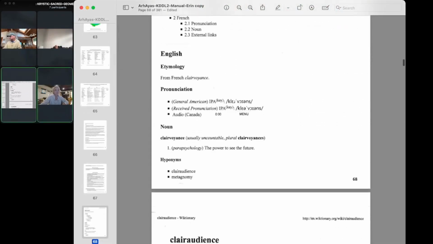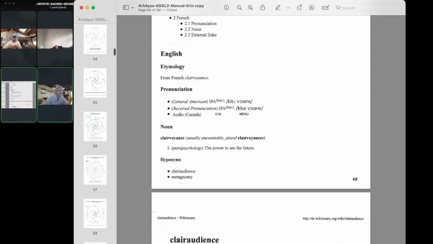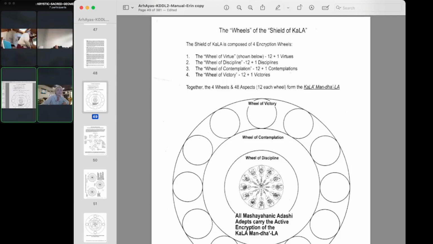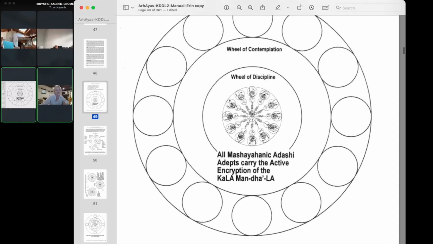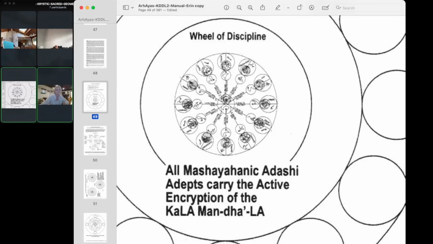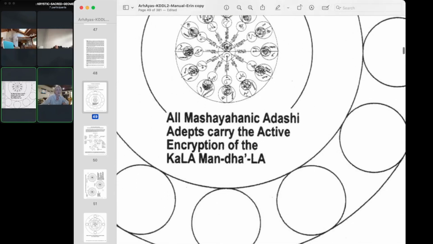So that's all I meant about combining them in different ways. But it's the activation of all of these. This says all Messiahonic Adashi adepts. So we talked about what that means, right? Carry the active encryption of the Kale Mandalay.